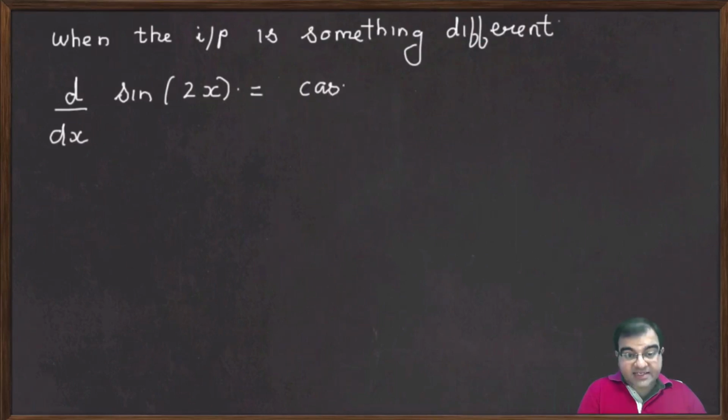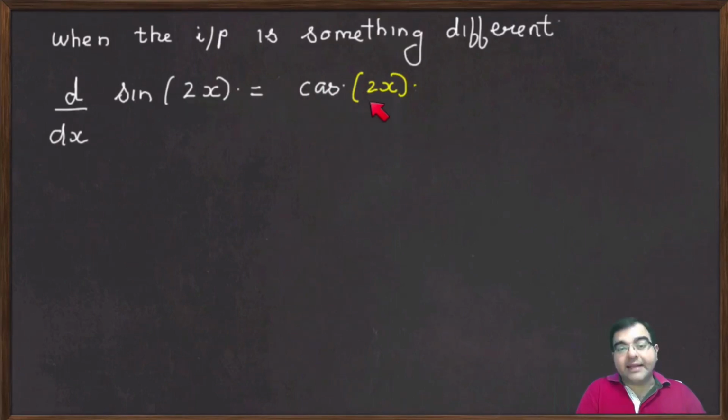So in case my input is something else and not x, I know derivative of sine of input is cos of input. So I will just say derivative of sine of input is cos. Now what is my input here? My input is 2x. So first I will write it is cos of input. So cos of input basically means cos of 2x. I again repeat, derivative of sine of input is nothing but cos of input. So for sine the input was 2x, therefore for cos also I am putting 2x.